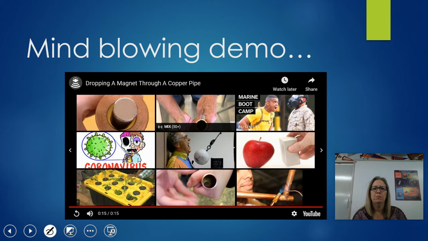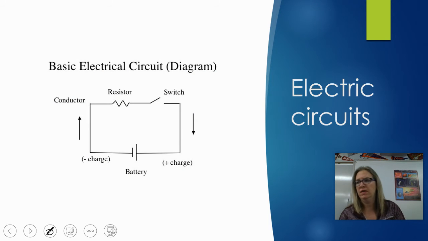Okay, so when you drop the magnet through the copper pipe, it's almost like it's defying gravity. You guys need to figure out what's going on. That's going to be part of your assignment. All right, moving on in the chapter here.